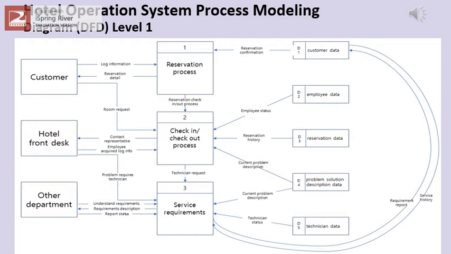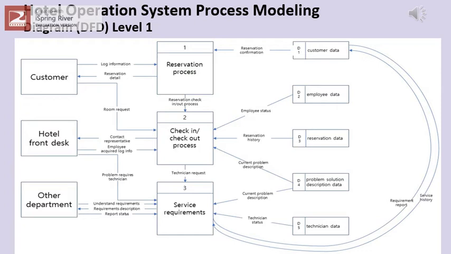I'm taking care of the hotel operation system processing modeling diagram, DFD level 1. As my group mate mentioned in the use case analysis diagram before, we have customers, we have hotel front desk, and we have other departments that may access this hotel operation system.